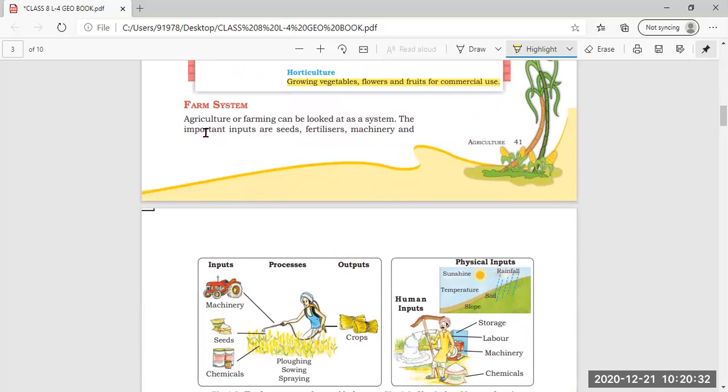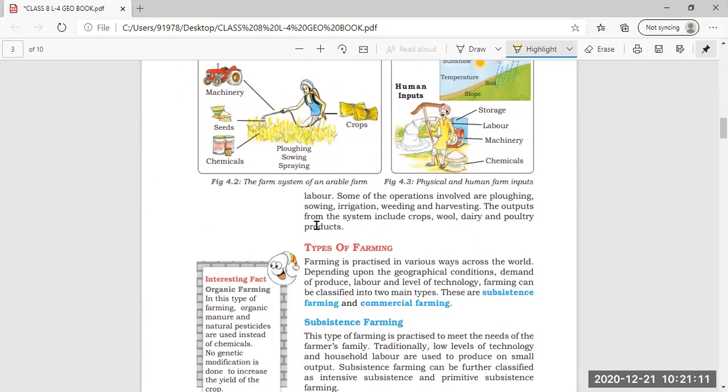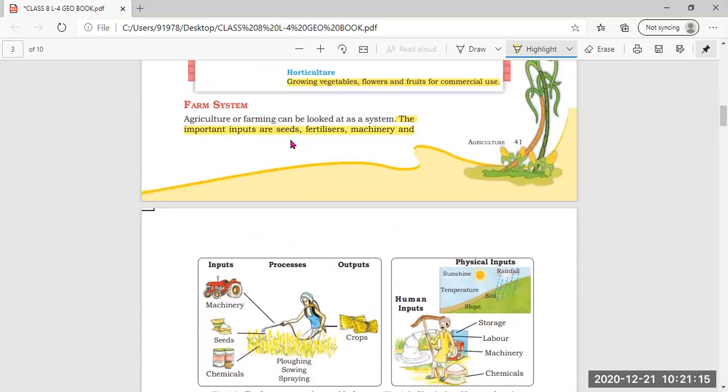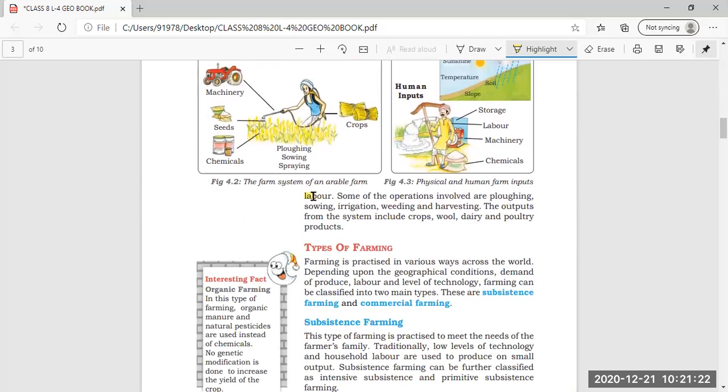Now the farm system. Agriculture or farming can be looked at as a system. So agriculture or farming can also be called a farm system, because farming takes place on a particular farm used to cultivate the crops. The important inputs are, now what all things are put into that farm. Inputs means to put into. So whatever things are put inside for the production of the crops are seeds, fertilizers, machinery, and labor. So these things are needed for farming or agriculture. That means you need to have seeds, fertilizer, machinery, and labor is also very much needed for farming or agricultural activity.